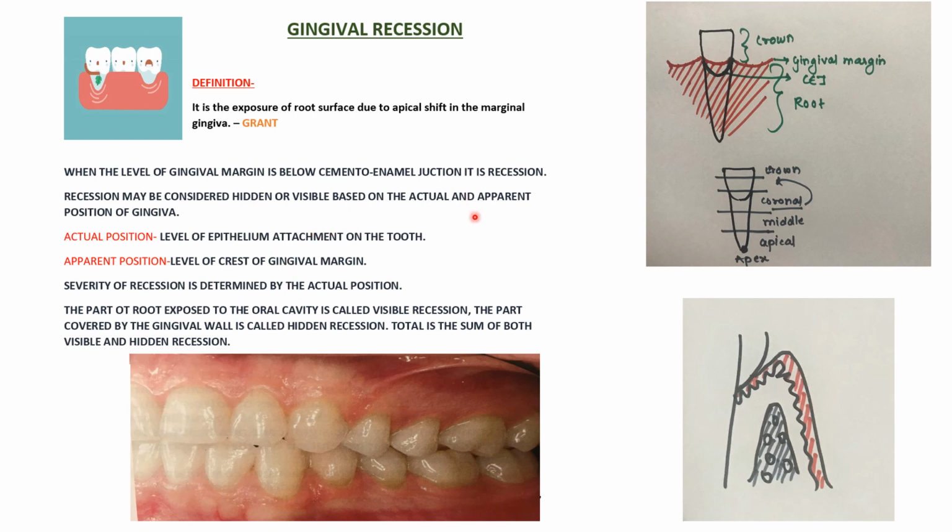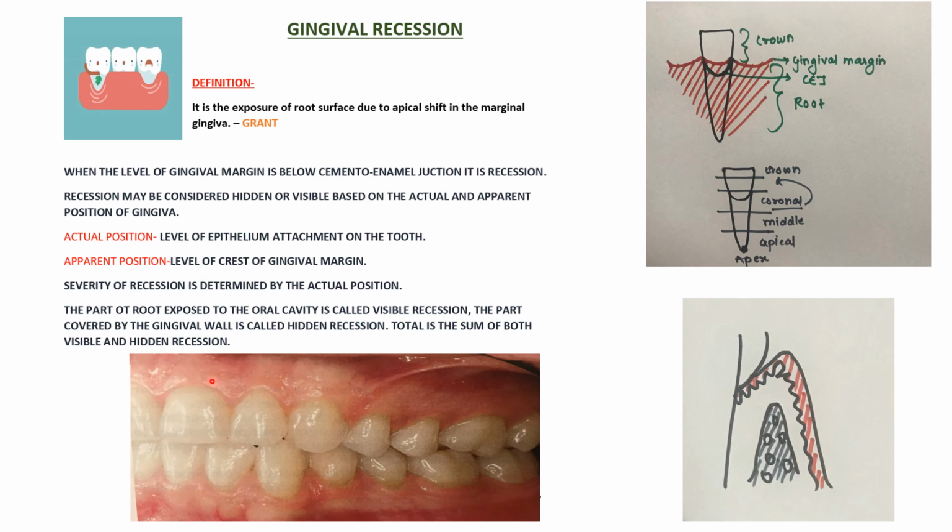So now there are several terminologies which are associated with this gingival recession. When the level of the gingival margin is below the cemento-enamel junction, it is called recession. Now what is the cemento-enamel junction? The teeth are covered by enamel, and what you all can see is enamel. And the root is covered by cementum. So the junction between the root and the crown portion is known as the cemento-enamel junction.